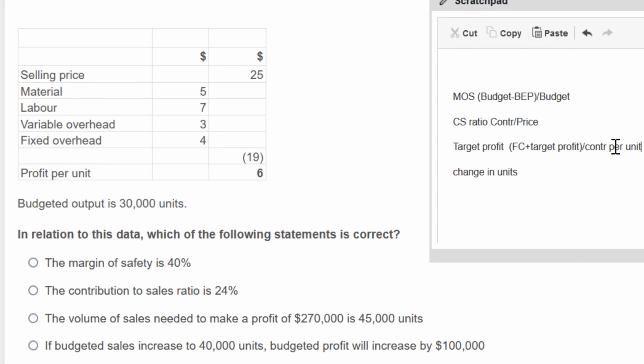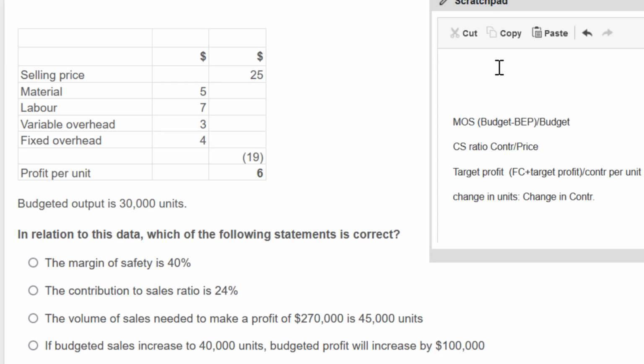And then that change in units, let's see, if budgeted sales increase to 40,000 units, the budgeted profit will increase. Well, that's simply going to be the change in contribution linked to the change in units. Now that I know what I need to do to test each of those options, I know that I'm going to need fixed costs. So FC for fixed costs, that's going to be equal to something. I also need my contribution per unit.